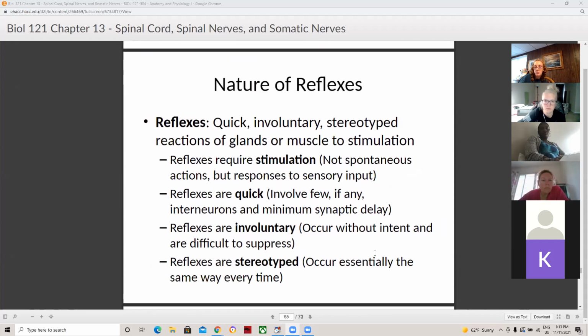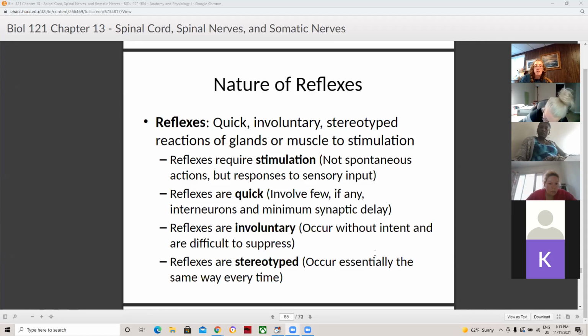So last part of this, we're going to talk about the nature of reflexes. We may actually move into chapter 14 today. Reflexes are quick, involuntary, stereotyped reactions of glands or muscles to stimulation. They require a stimulation, they're not spontaneous, and they require sensory inputs.